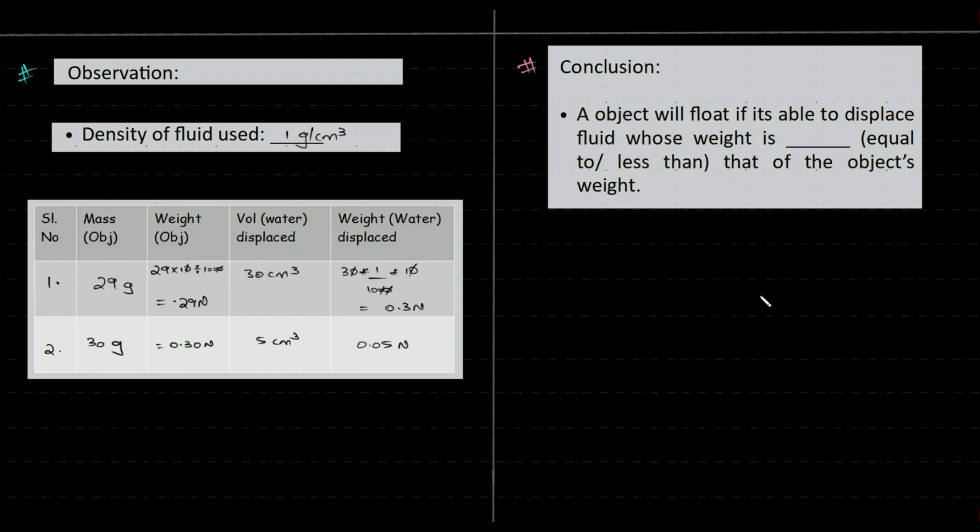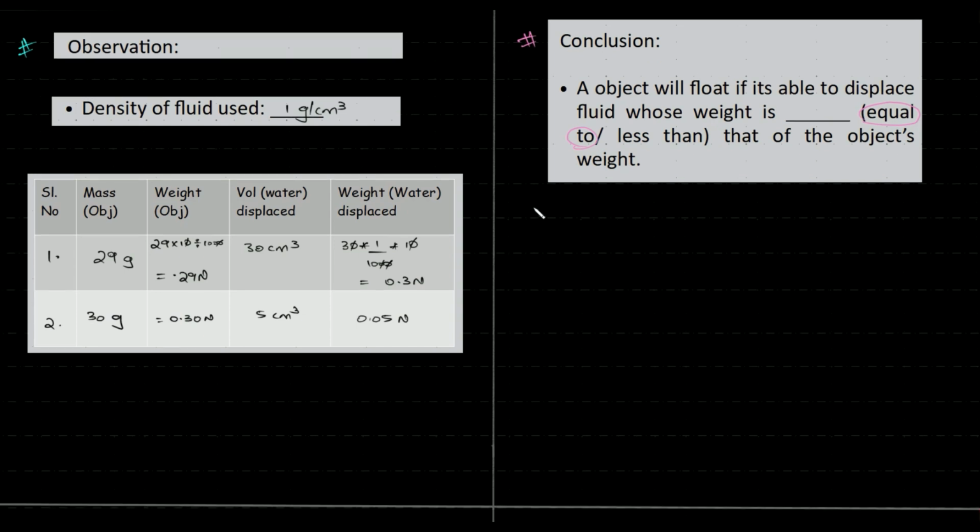So what is happening? The object will float if it's able to displace fluid whose weight is what? Yes, equal to that of the object's weight. Makes sense, is it not? See, the point here is this. Let me show you the mathematical aspect.